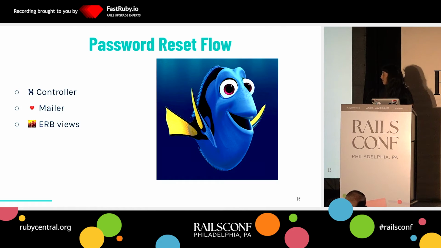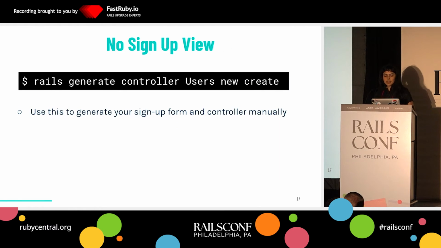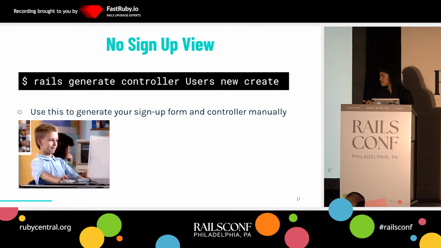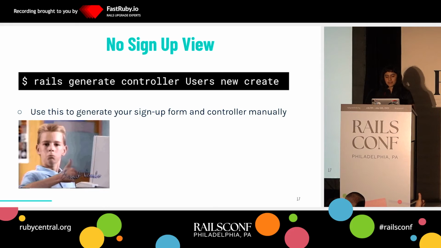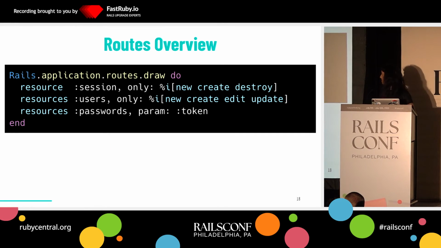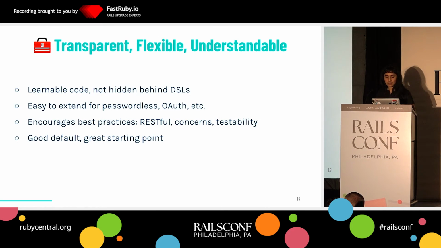It includes a controller, a mailer, and the ERB views, very ugly by default, but you can, again, customize them. As I said before, it doesn't include a sign-up view, but you can easily generate it with the controller generator. So this will scaffold the controller and the views for you. So very easy to set up. No magic again. And this is how the routes look after running the generator. Sessions, users, and passwords, all out of the box.